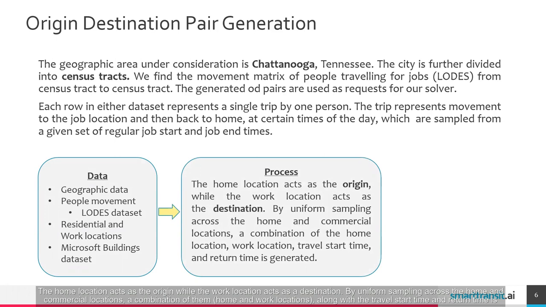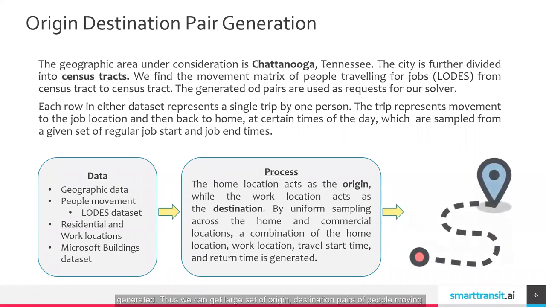By uniform sampling across the home and commercial locations, a combination of them, along with the travel start time and the return time is generated. Thus, we can get a large set of origin destination pairs of people moving.